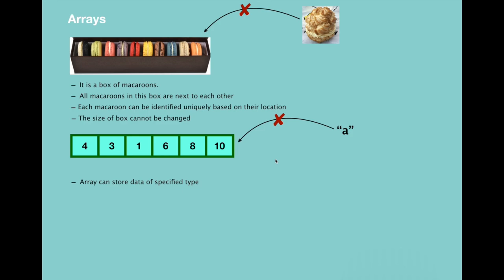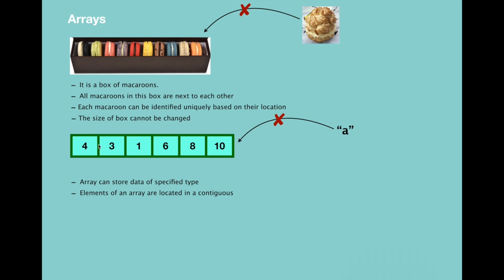The next property is elements of array are located in contiguous location in memory. This means that elements of array are next to each other. So there is no gap between them as we have in the macaron box. As you see, we don't have any gap here, and we don't have any gap between these elements. They are located next to each other.